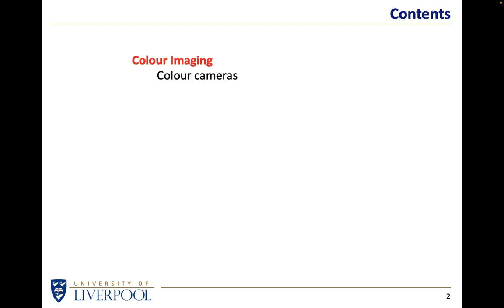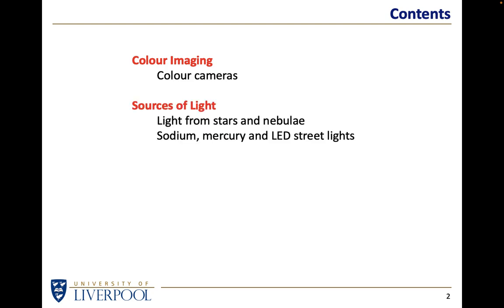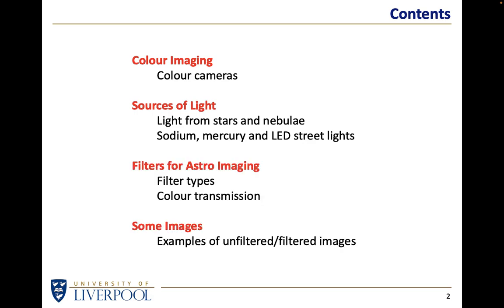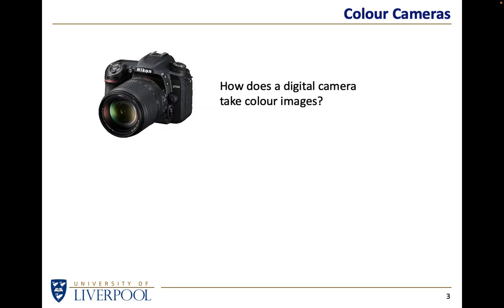So I'm going to be talking a little bit about imaging in color, and what filters you can use to help your color imaging of astronomical objects. I'll be talking a bit about cameras and then about the sources of light we're talking about, looking at the color in stars, galaxies, and nebulae, but also, more relevant, the interference from light pollution, which might be sodium streetlights or mercury streetlights, or these days perhaps LED streetlights. Then I'll be looking at filters that we can use, and I'll finish with just an example of what difference a filter can make to your astrophotography.